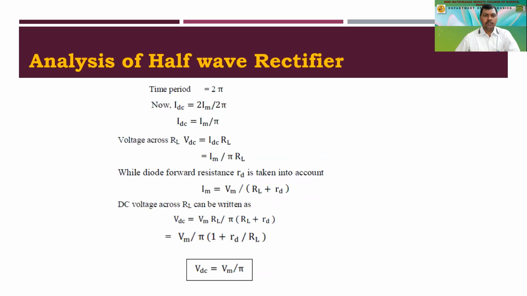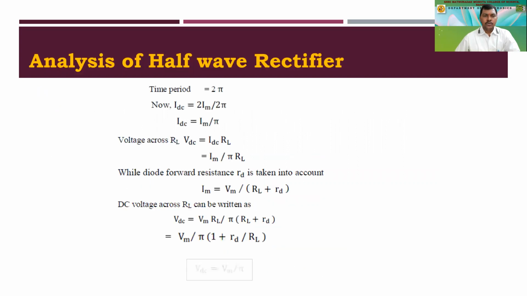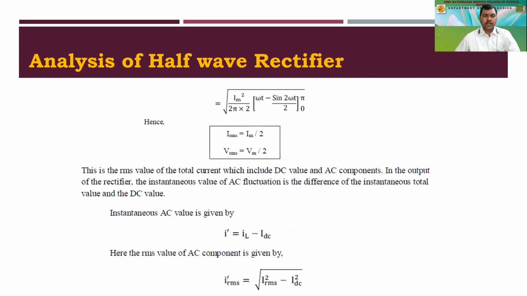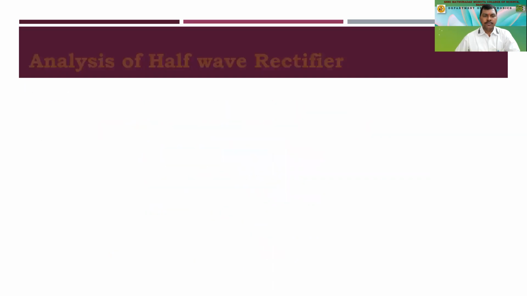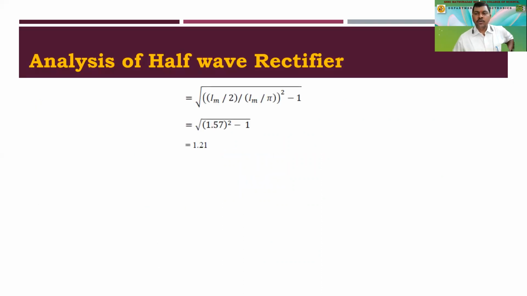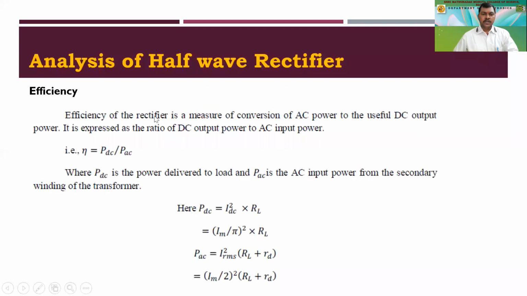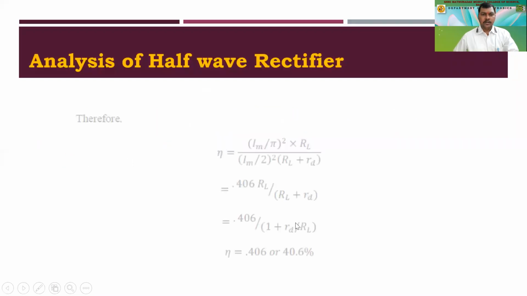In the next class, we are going to study the full wave rectifier. So these are some of the derivations that we are expected to know. This is IDC, VDC, then the RMS values, and then again the ripple factor. This was the value of the ripple factor in a half wave rectifier, that is 1.21. Efficiency means how efficiently the rectifier gives you the DC power, DC output, right? So this was the equation for that, and this is the solution for eta. It comes out to be 40.6% for the half wave rectifier.